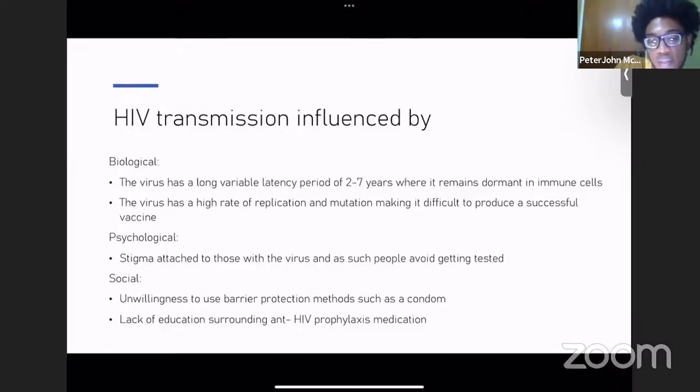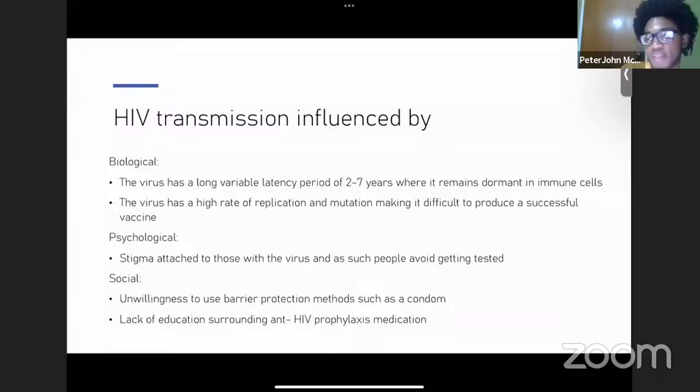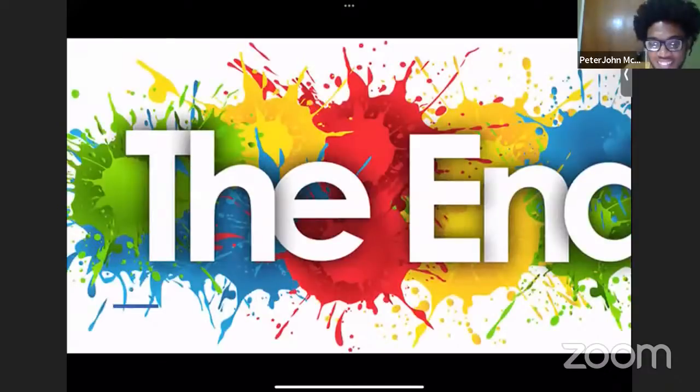You guys understand what I'm saying? You can just type in the chat or just unmute your mic and let me know. Understand. Anybody doesn't understand so far? Okay.